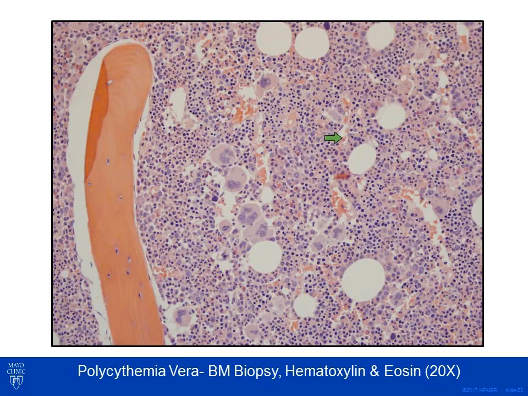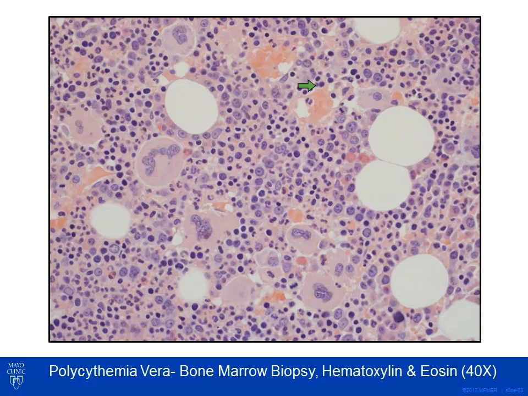Here is a bone marrow biopsy of a patient with polycythemia vera, and you can notice compared to the gentleman, the amount of white spaces, the fat, is much less. And then here in the center, you can see here is that grouping of megakaryocytes. And here as well, they are kind of forming little clusters.